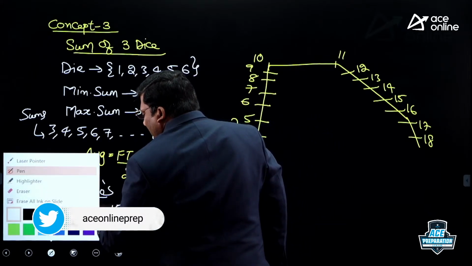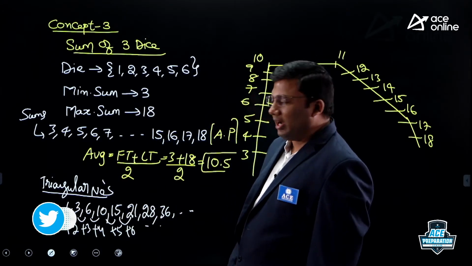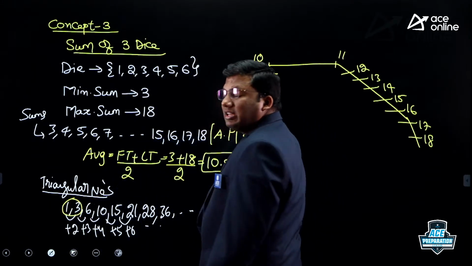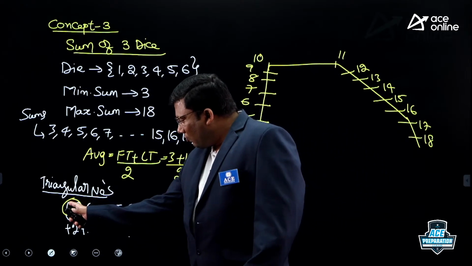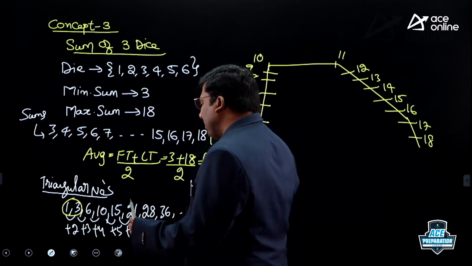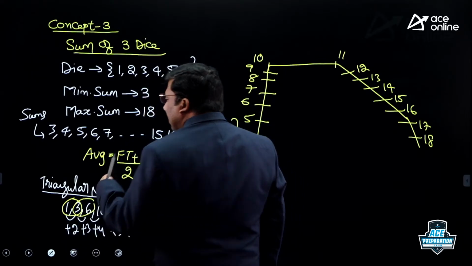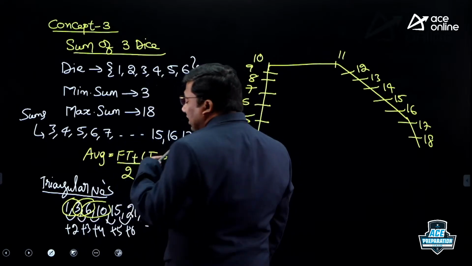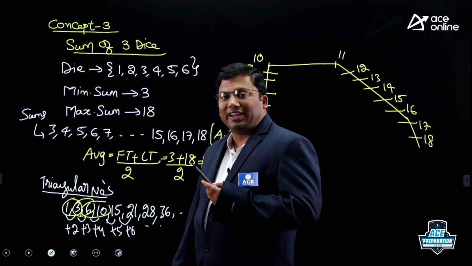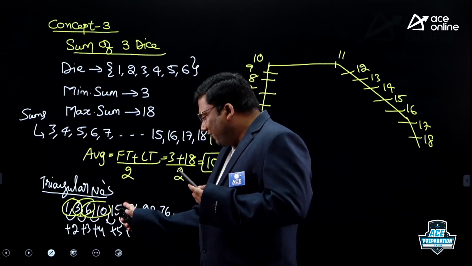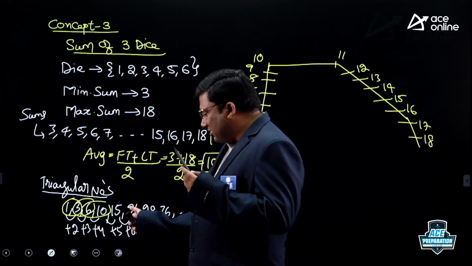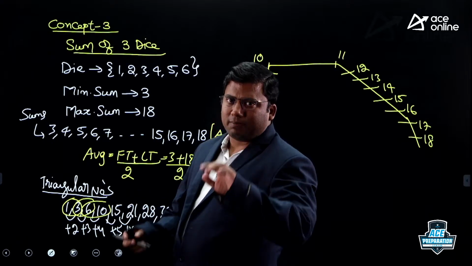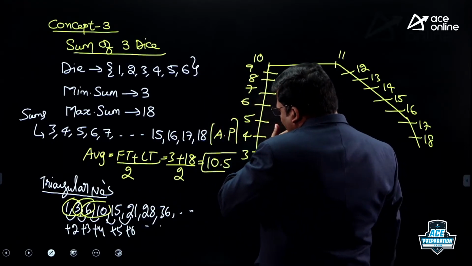One important property of the triangular series is that the sum of any two consecutive numbers is a perfect square. 1 plus 3, 4, a perfect square. 6 plus 3, 9, 3 square. 6 plus 10, 16, 4 square. 10 plus 15, 25, 5 square. 15 plus 21, 36, 6 square. I hope it is clear. The sum of any two consecutive numbers is always a perfect square.